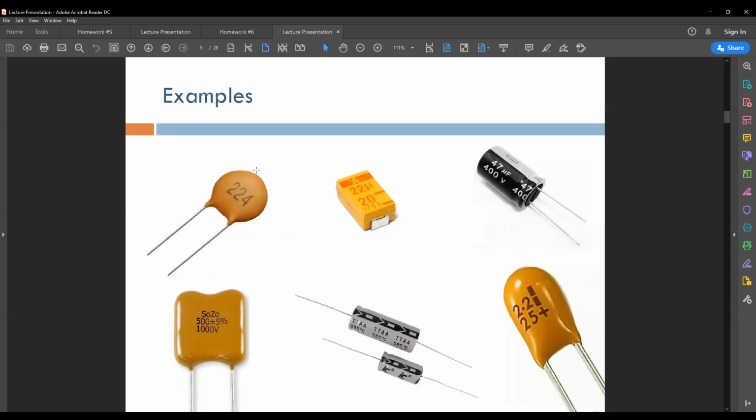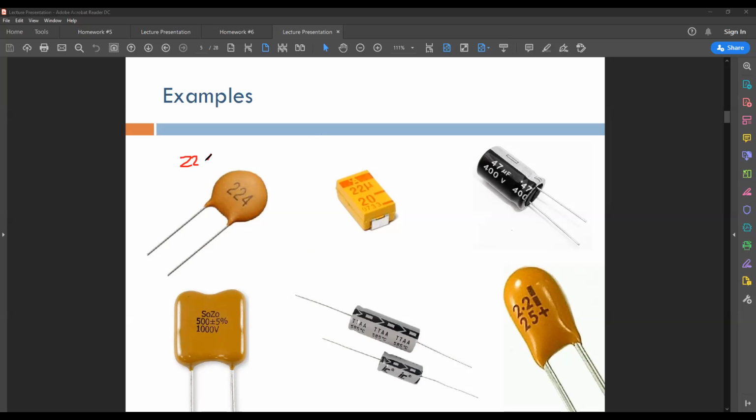How about this one? Can you read the value of this one here? 22 multiplied by 10 to the power 4. Yes, picofarad. Why picofarad, doctor? Basically, this is the convention that people use. So it's 22 times 10 to the power 4, which is what? 0.22 microfarad. Yes.